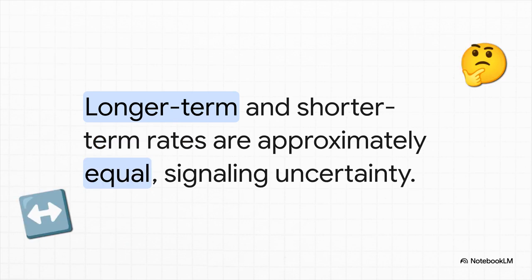But sometimes the curve starts to flatten out. That gap between the short-term and long-term rates gets really small. This is a big sign of uncertainty. It's like the market is shrugging its shoulders, not really sure what's coming next, and investors are getting a little nervous about betting on the long-term future.